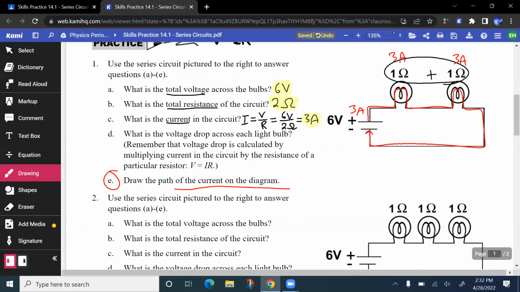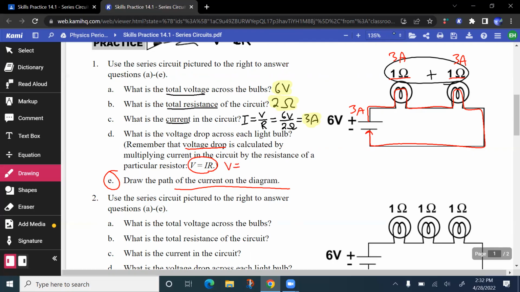Okay, for part D, let's go back and look at part D. We're calculating the voltage drop. So remember, to do voltage drop, we're simply doing I times R for each resistor. Now, if the resistors are the same, we only need to do one calculation. If the resistors are different, we do a V equals IR calculation for each different resistor. So I noticed that the resistance is the same, 1 ohm for each one. So I'm just going to do this one time.